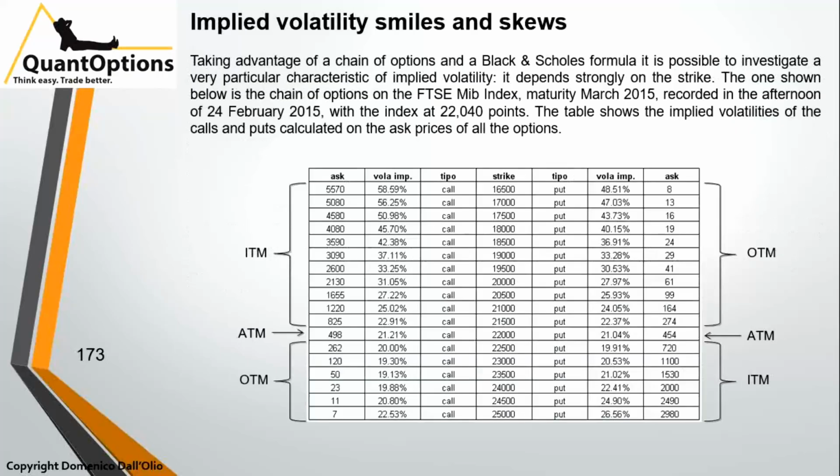Taking advantage of a chain of options and the Black-Scholes formula, it is possible to investigate a very particular characteristic of implied volatility. It depends strongly on the strike. The one shown below is the chain of options on the FTSE MIB index, maturity March 2015, recorded in the afternoon of February the 24th, 2015, with the index at 22,040 points. The table shows the implied volatilities of the calls and the puts calculated on the ask prices of all the options.